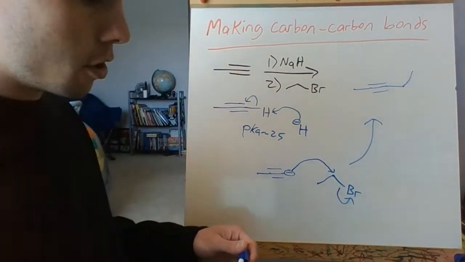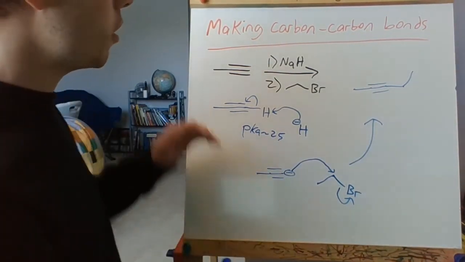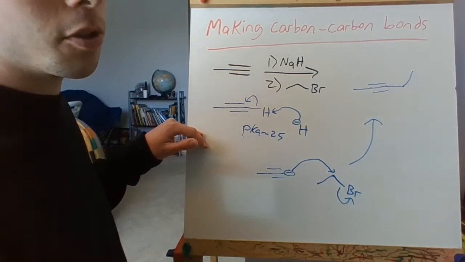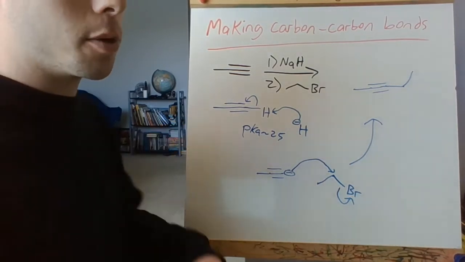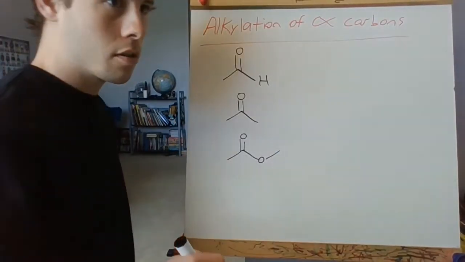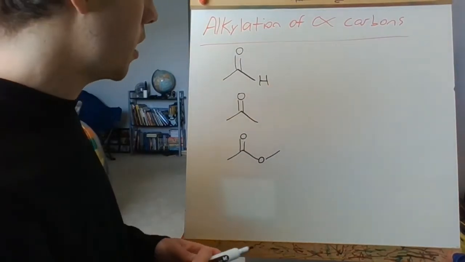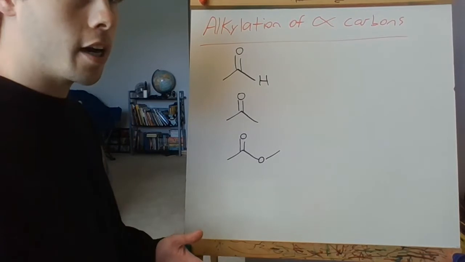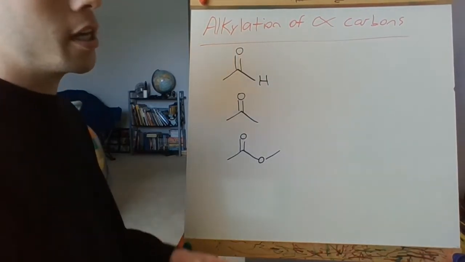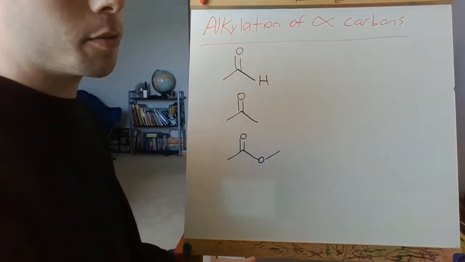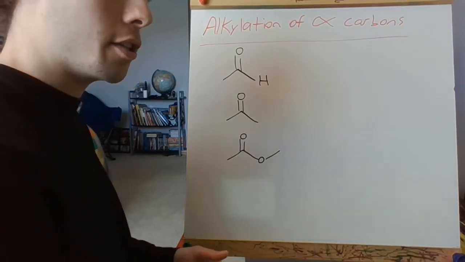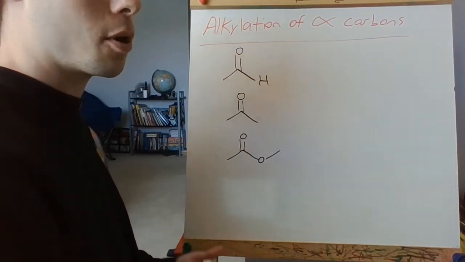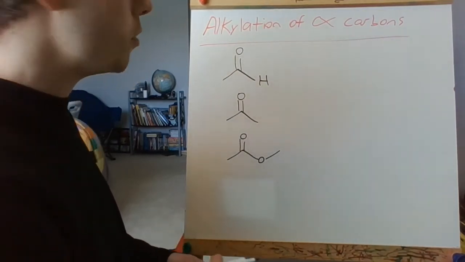And so making carbon-carbon bonds is very important. We've already seen this type of reaction, and so let's look at some other ways to make carbon-carbon bonds. So we can take carbonyl compounds and deprotonate the alpha carbon to give an anion, which would serve as a nucleophile. It can then go attack partially positive carbons, like I just showed with the alkyne, to make new carbon-carbon bonds. What do we mean by alpha carbon?